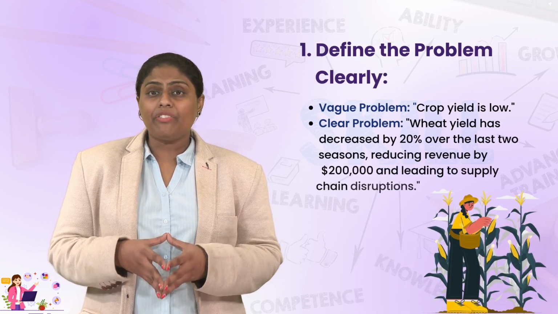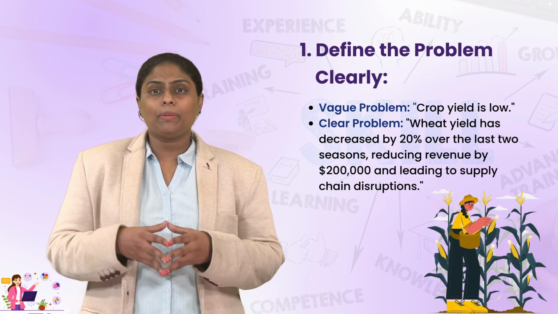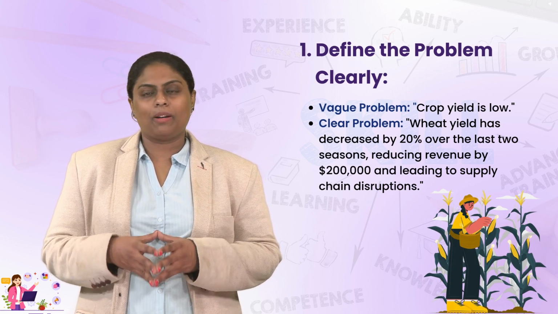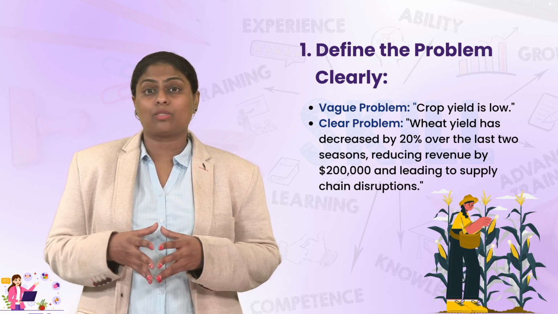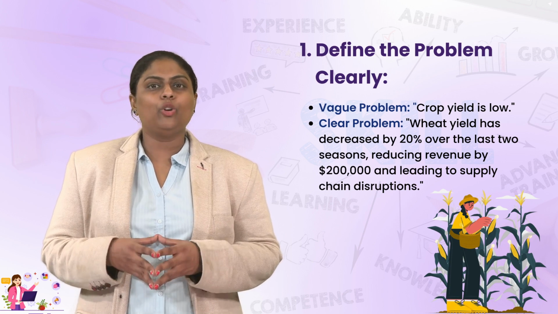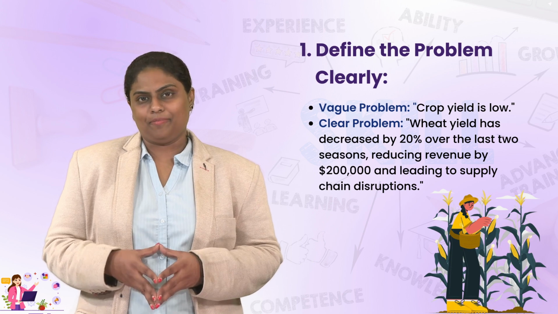First is to define the problem clearly. A vague problem is crop yield is low. Clear problem is wheat yield has decreased by 20% over the last 2 seasons, reducing revenue by 2 lakh dollars and leading to supply chain disruption.